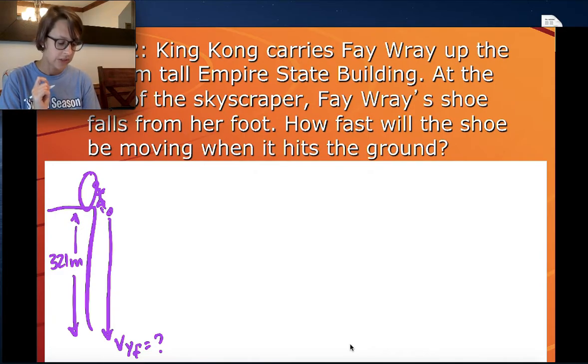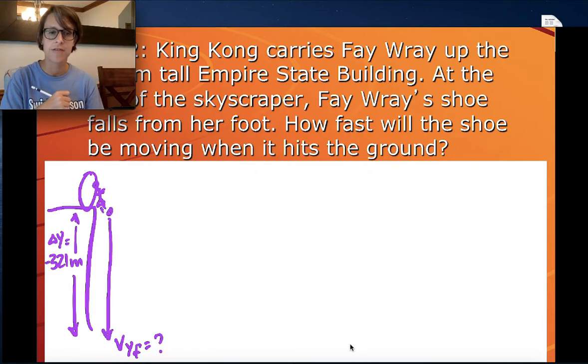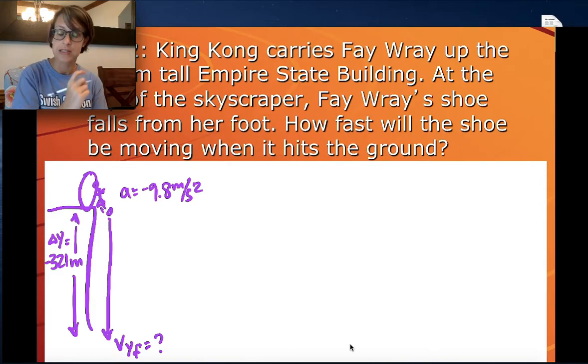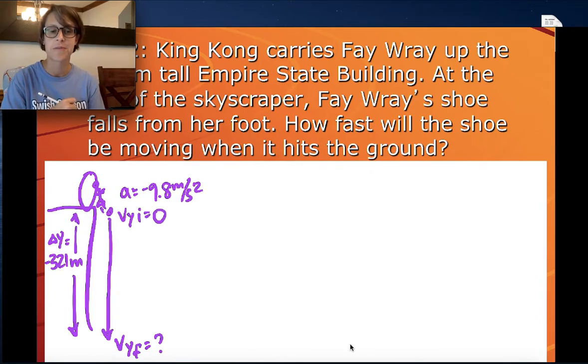Okay, so let's label our givens. 321 is a height, right? So we're going to call that delta y. We're also going to make it negative because her shoe falls that far. Okay, the Empire State Building is on the Earth, so we know that a is negative 9.8 meters per second squared. And then we can assume the shoe was sitting on her foot before it fell off. And so that means it begins at rest and VYI is 0.